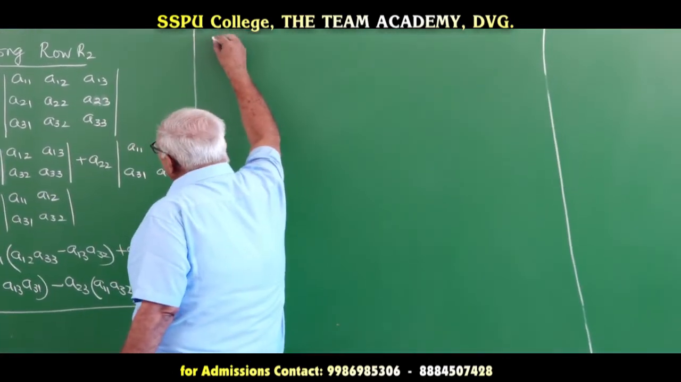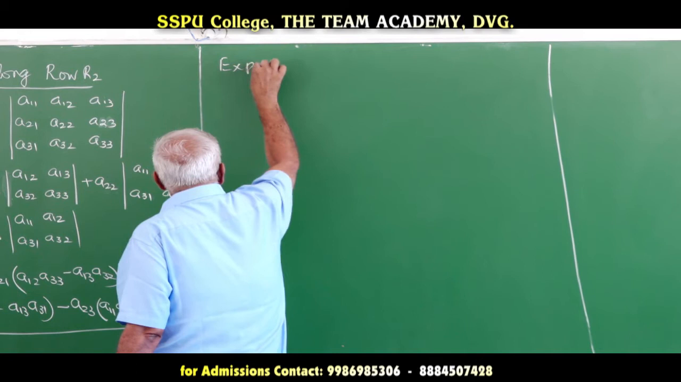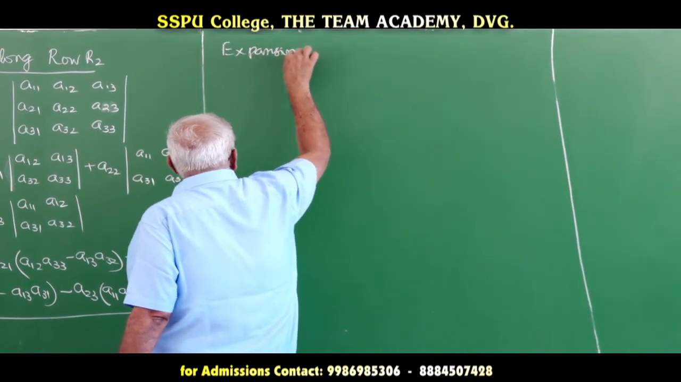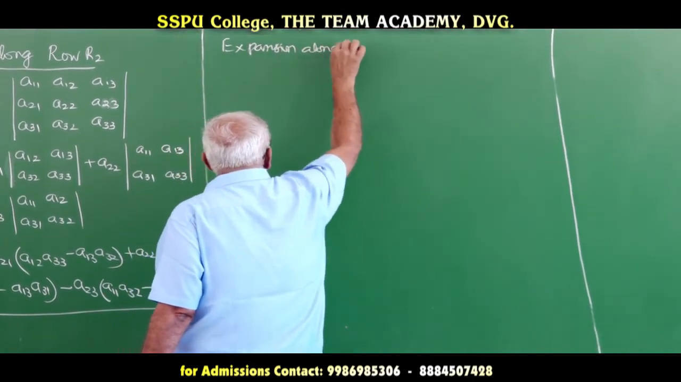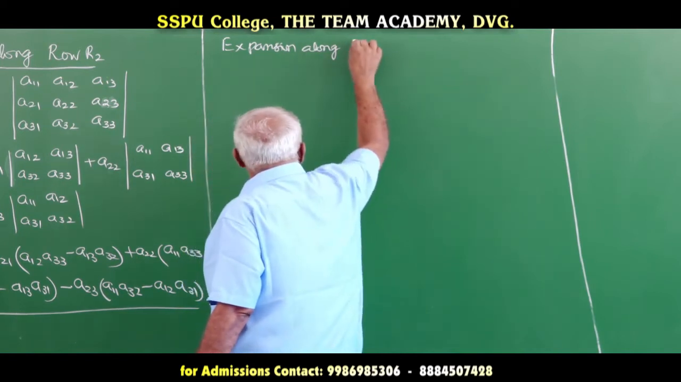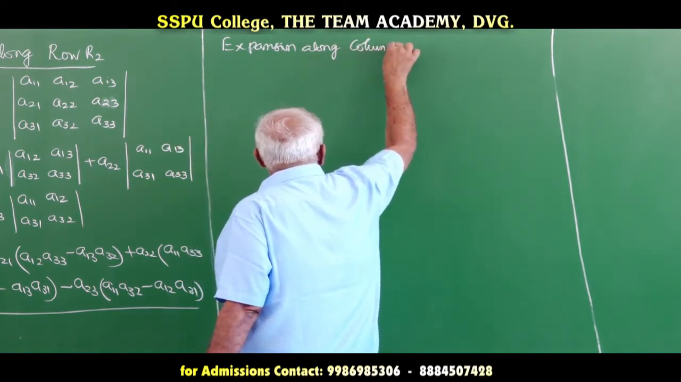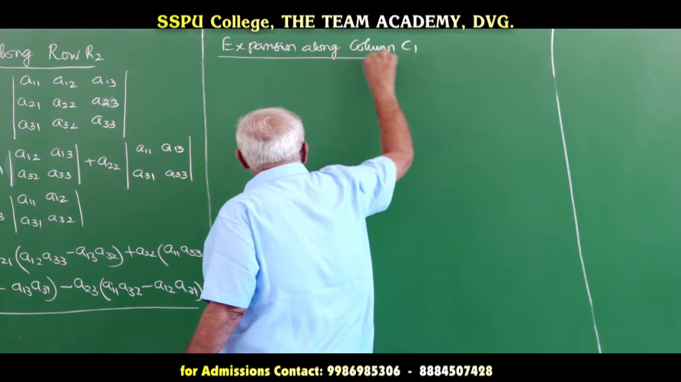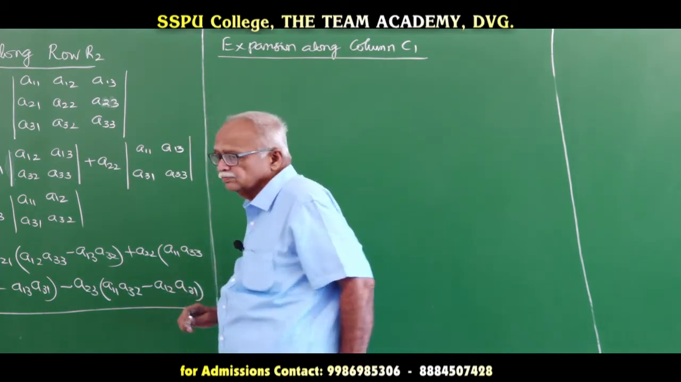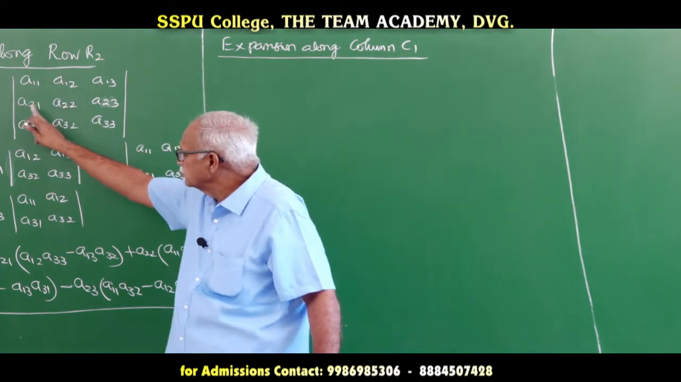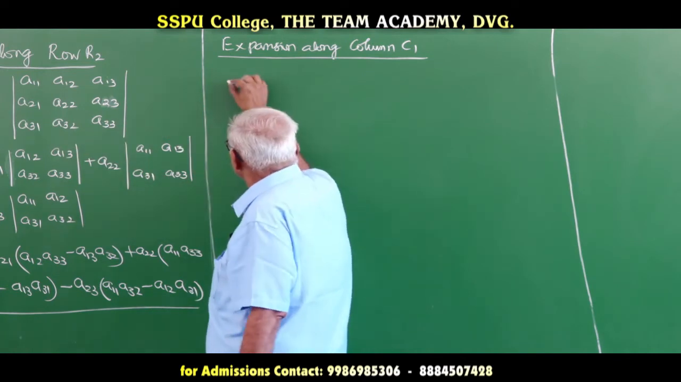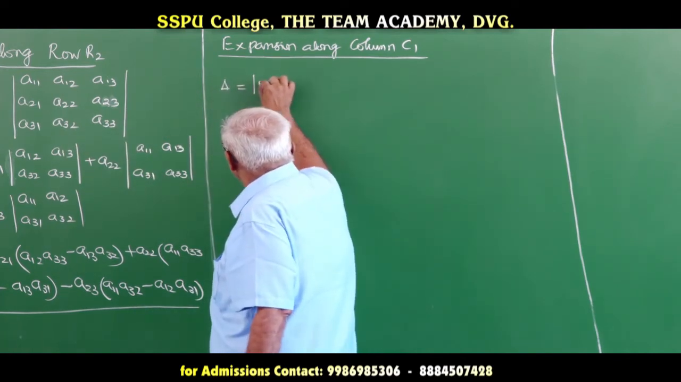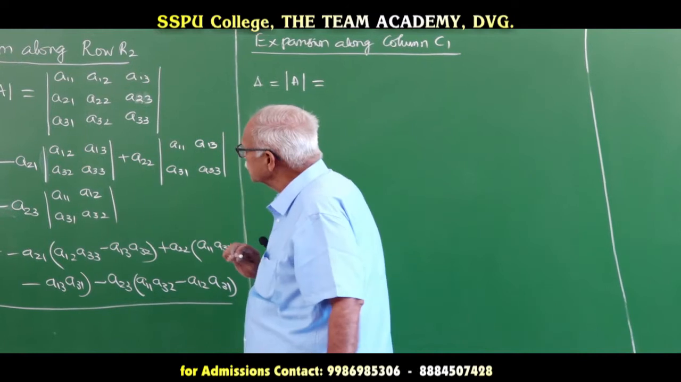Let us take expansion along column C1. So, we are going to expand along column C1. Can you tell me how? If you are following, you should be able to do it.